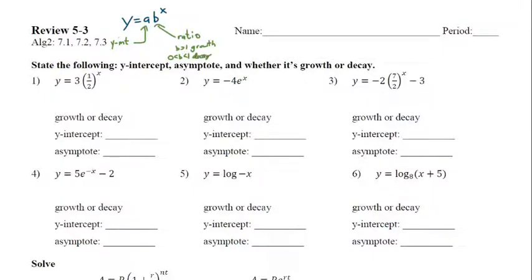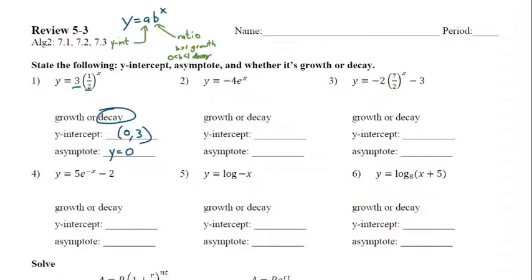State the following intercepts, asymptotes, and whether it's growth or decay. Number 1, straight up, growth or decay. It is less than 1, so it's decay. The y-intercept is positive 3, so it's 0, 3. Your asymptote for all exponentials is y equals 0. Unless it's otherwise stated, your asymptote is at y equals 0. Remember to state that as an equation.